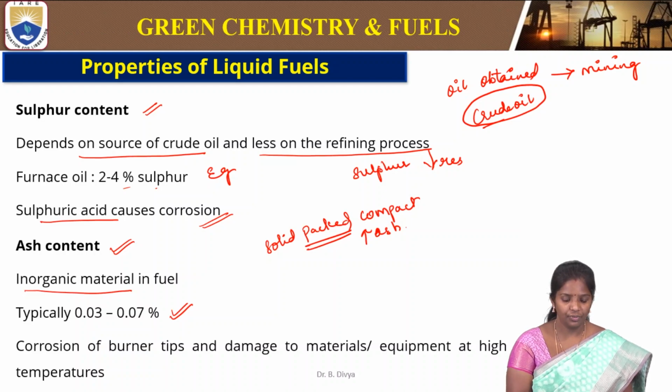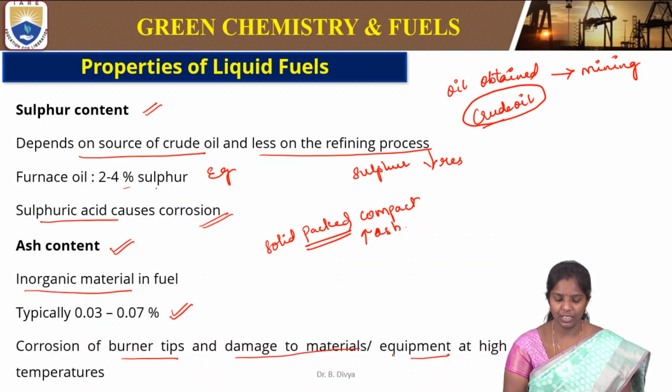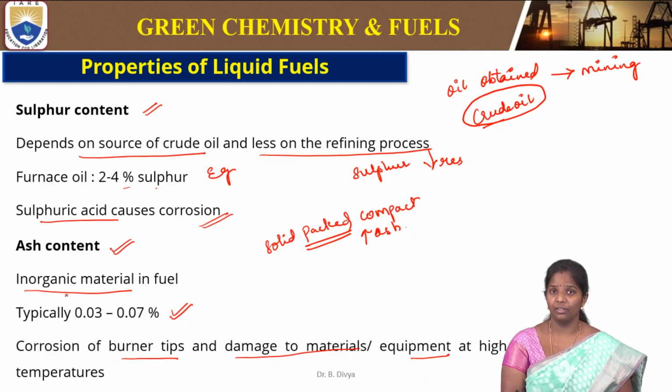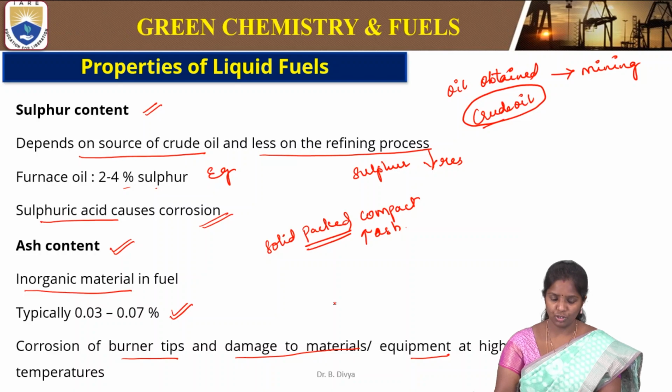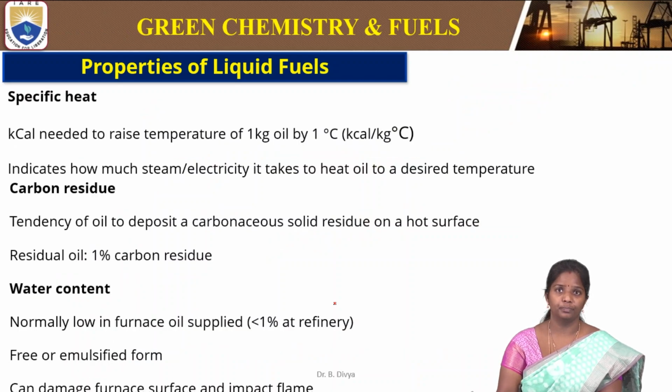Then there is corrosion of burner tips and damage to materials or equipment at high temperatures. In automobiles, if the ash content in the fuel is high, it will give too much smoke from the silencer. That is one example where it is corroding the parts of the automobile. So it is very important to reduce the ash content.